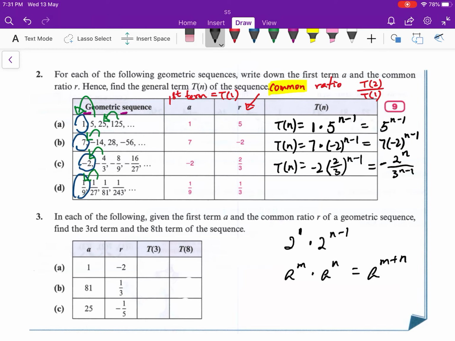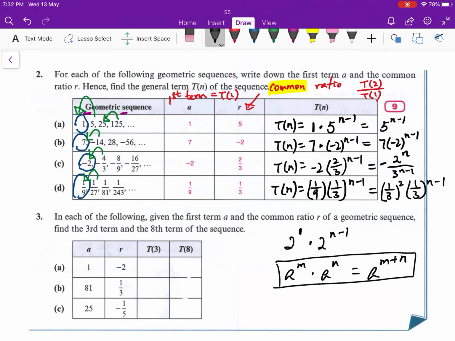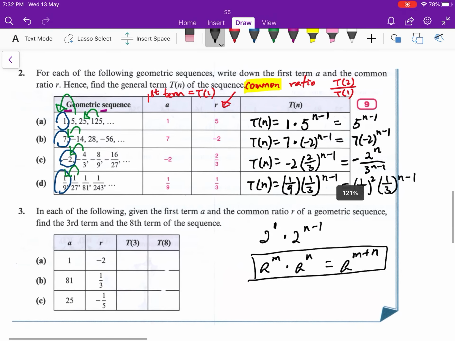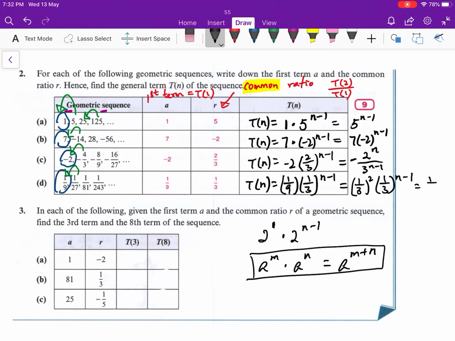Now the last one, D part. Tn is the first term times the common ratio to the power n minus 1. Again, the same skill. Do remember it. How can we do it? First step, 1 over 9 is actually 1 over 3 to the power 2. This is 1 over 3 to the power n minus 1. Then using the same skill again, a to the power m times a to the power n, the powers can be added together. So when you add the powers together, it will become n plus 1. That will be your final answer.